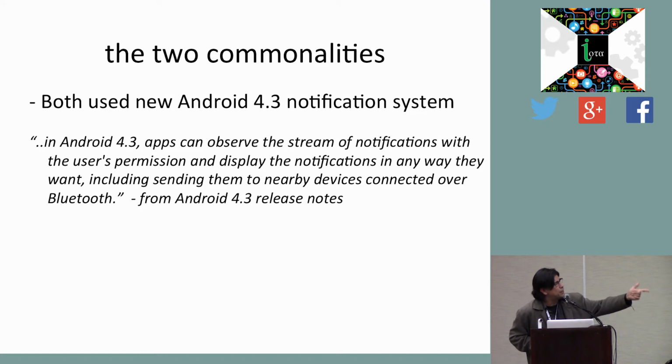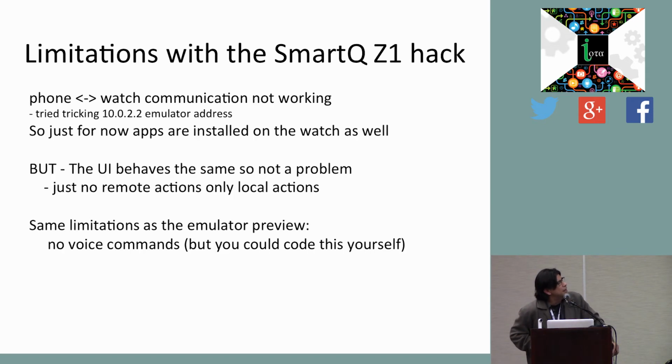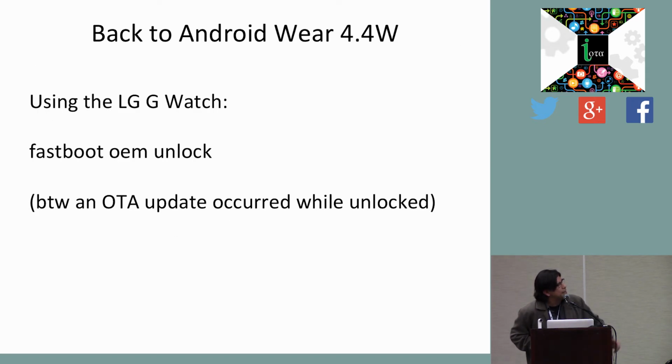But one of the things I want to point out here is that even before Android Wear was officially announced, a lot of these Android watches had similar approaches by using the Bluetooth framework that, as of 4.3, allowed you to display notifications remotely to another device. So this is the actual wording from the 4.3 release notes. So they had that in mind for devices. So that was coming.